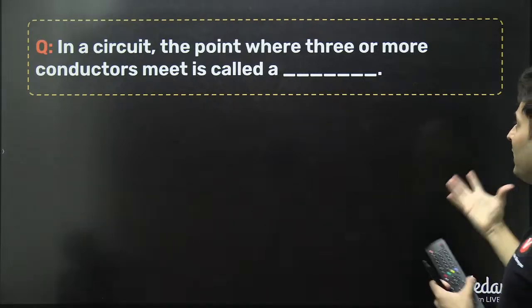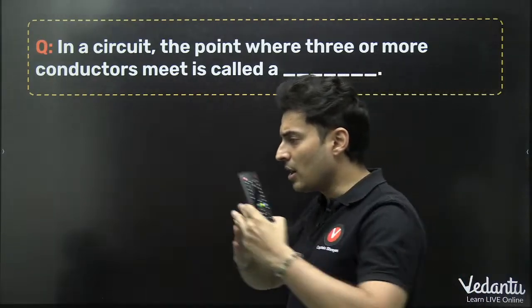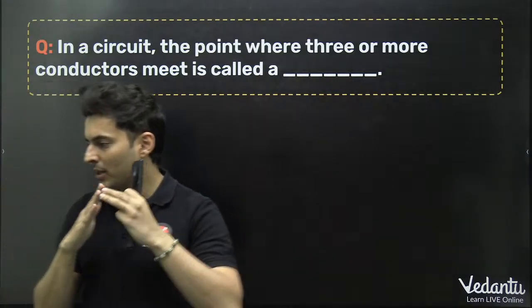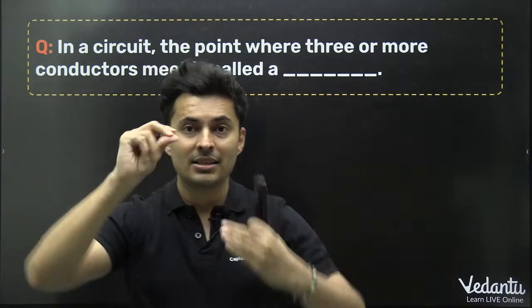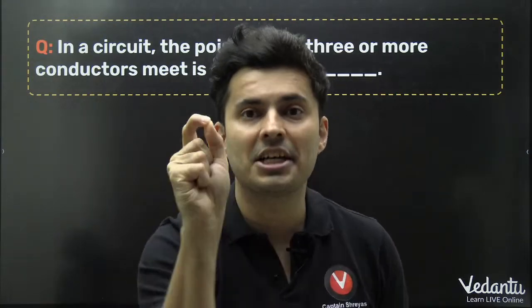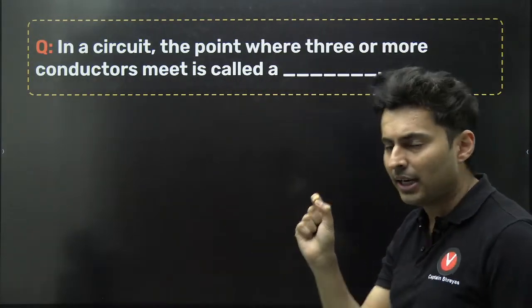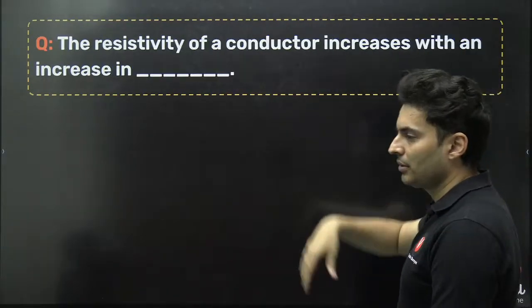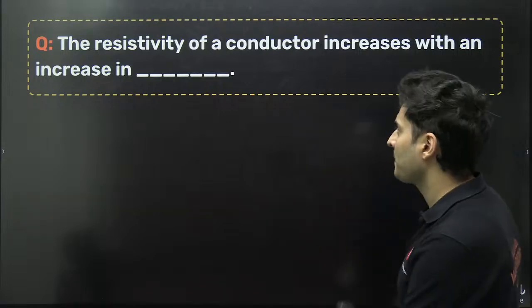Next one. In a circuit, the point where 3 or more conductors meet, what is that point called? When you take a point and many conductors are meeting, what is it called? Node or a junction. Node is also correct, junction is also correct. Both words can fit. Okay, keep these points in mind.